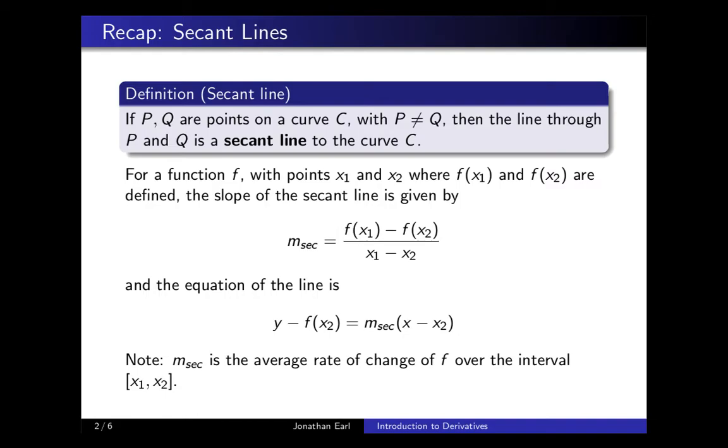And if we wanted, we could find the equation for this secant line. We could find it with the point slope form for lines, which is y minus one of the y values is equal to the slope times x minus the corresponding x value. And this slope of the secant line is called the average rate of change for the function f over the interval x1 to x2.